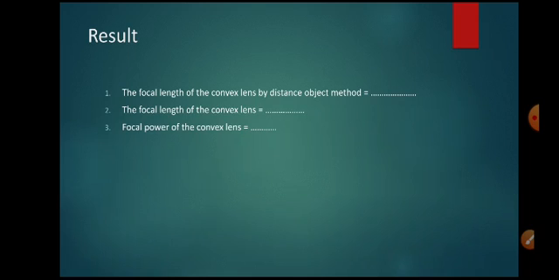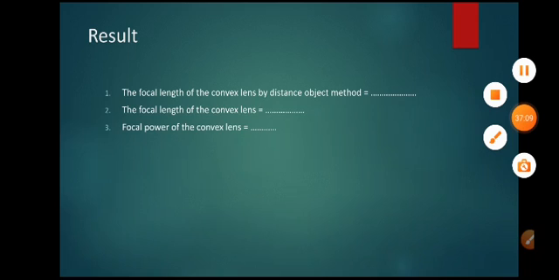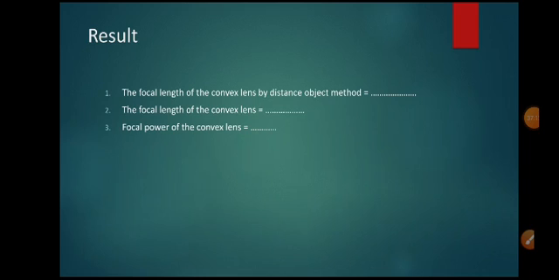So here the result is written: the focal length of a given convex lens by the distance shifting method. Whatever value you got when you calculated the focal length by that method, you have to write it, along with the method you used. Then the focal power of the given convex lens, if focal power is asked. Otherwise no need to write it, just write whatever you were asked to determine or find out. So that is the writing of a result.